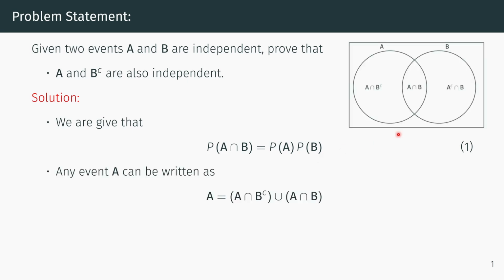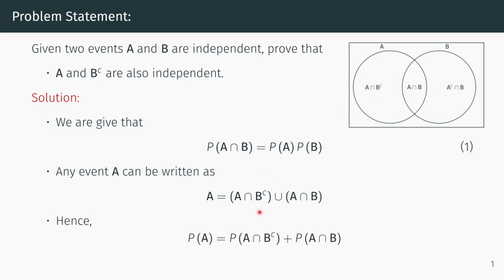Now let us look at a generic Venn diagram involving two events A and B. So we have event A and we have event B, and the corresponding Venn diagram will look like this. If you look at the event A, it is nothing but the union of two disjoint events, A intersection B complement and A intersection B. So A can be written as A intersection B union A intersection B complement. These two events are mutually exclusive because there is no common area between them.